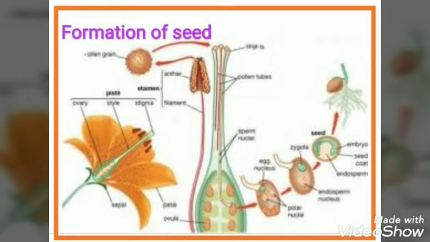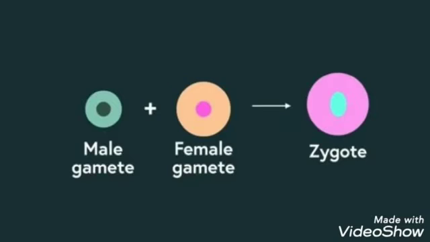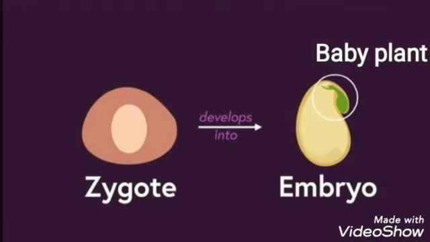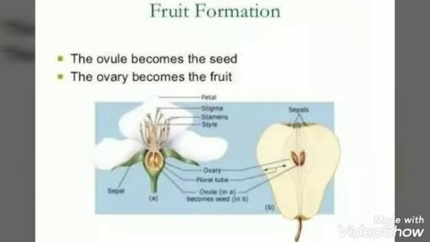Formation of seed and fruits. After fertilization, the two cells combine together to form the zygote. Once the zygote is formed, it divides repeatedly to form an embryo within the ovule. This ovule gradually develops a tough coat over it and is converted into a seed containing the baby plant. This process happens to all the ovules. After fertilization, they all get converted and turn into seeds.